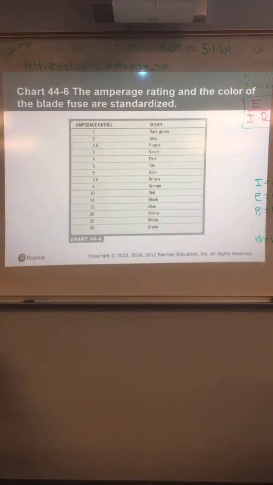If you want to verify that, you can look at these. All of the red ones say 10, and green 30. Blue is what? Blue is 15. Okay. Yellow, 20.